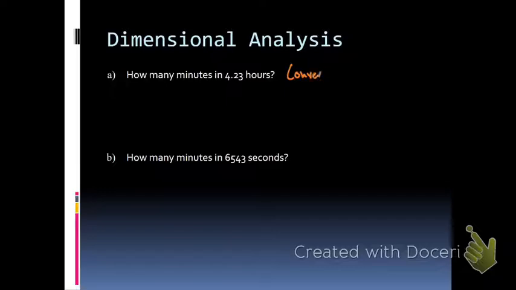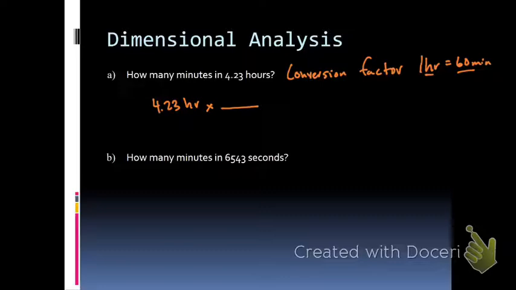So here's a simple question. It says how many minutes in 4.23 hours? So the conversion factor we're going to use is the fact that since we're going from hours to minutes, 1 hour equals 60 minutes. So it's important to first figure out what your conversion factor is, and then you perform the dimensional analysis. And dimensional analysis is just converting using conversion factors in fraction form.